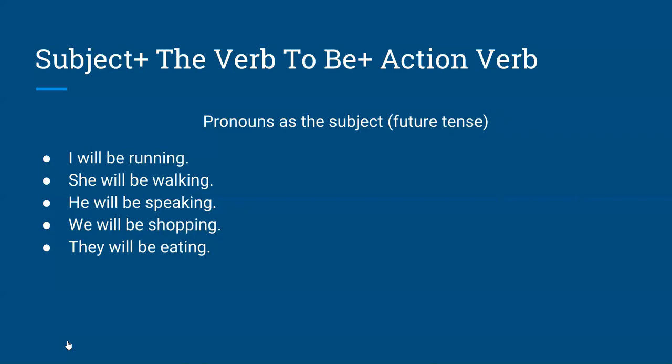But we want to just stay with this one thing so that you understand it fully. Okay, so will be. So pronoun plus the verb to be plus an action verb. And the verb to be in future tense is will be. I will be, she will be, he will be, we will be, they will be. And then we're just going to add our action verb. I will be running, she will be walking, he will be speaking, we will be shopping, they will be eating.